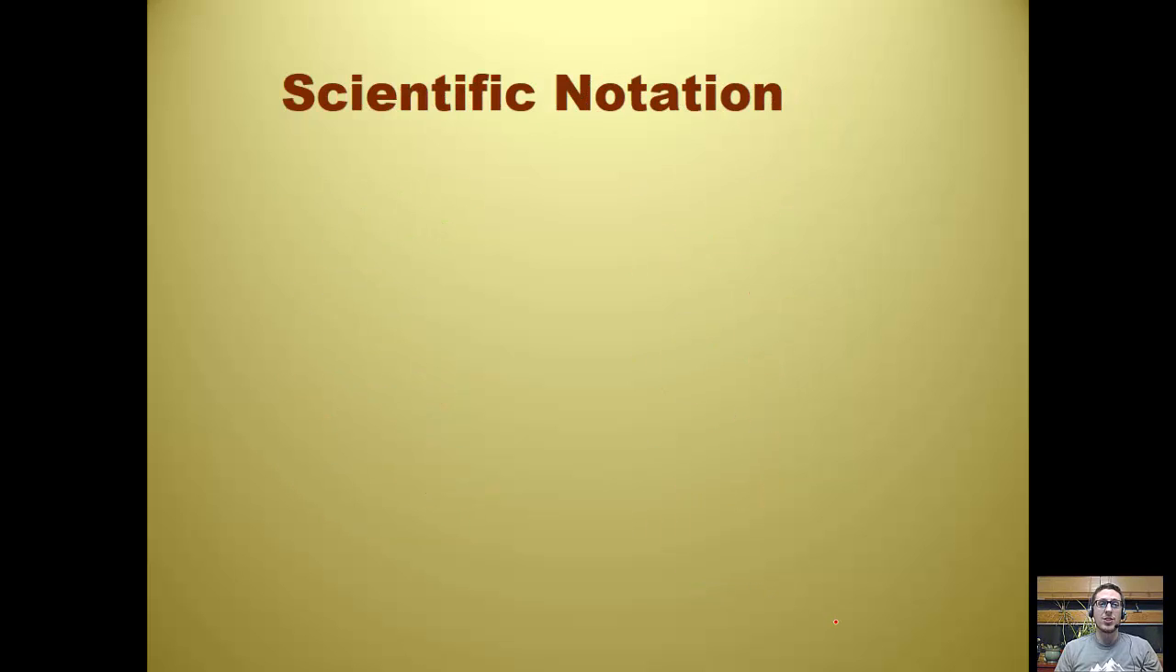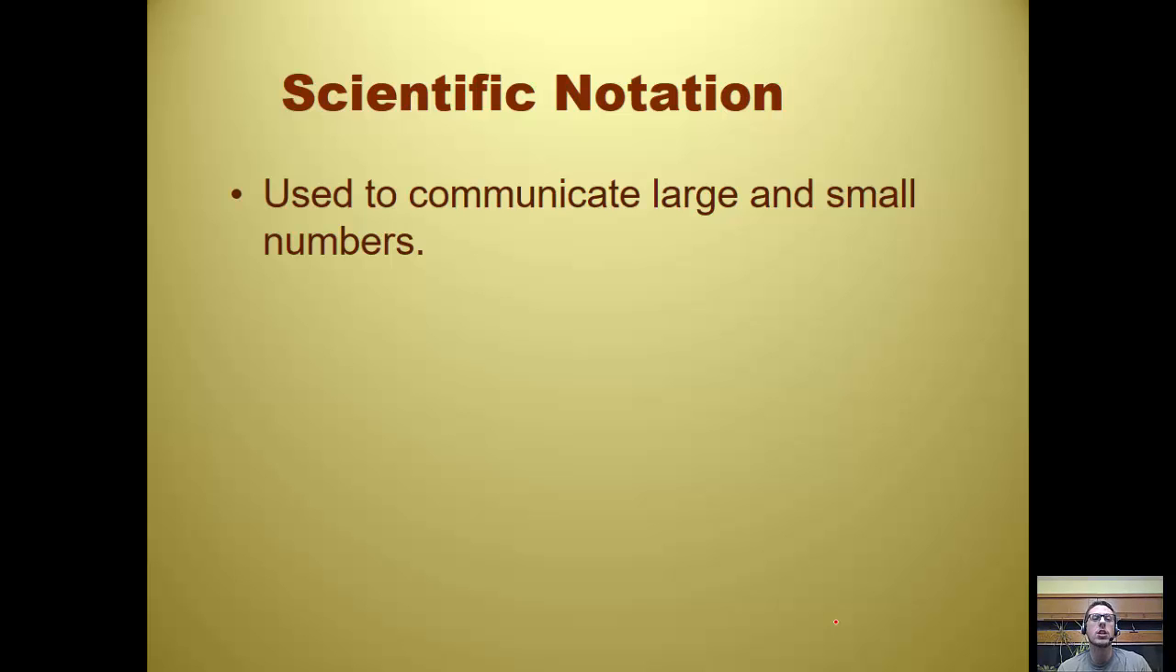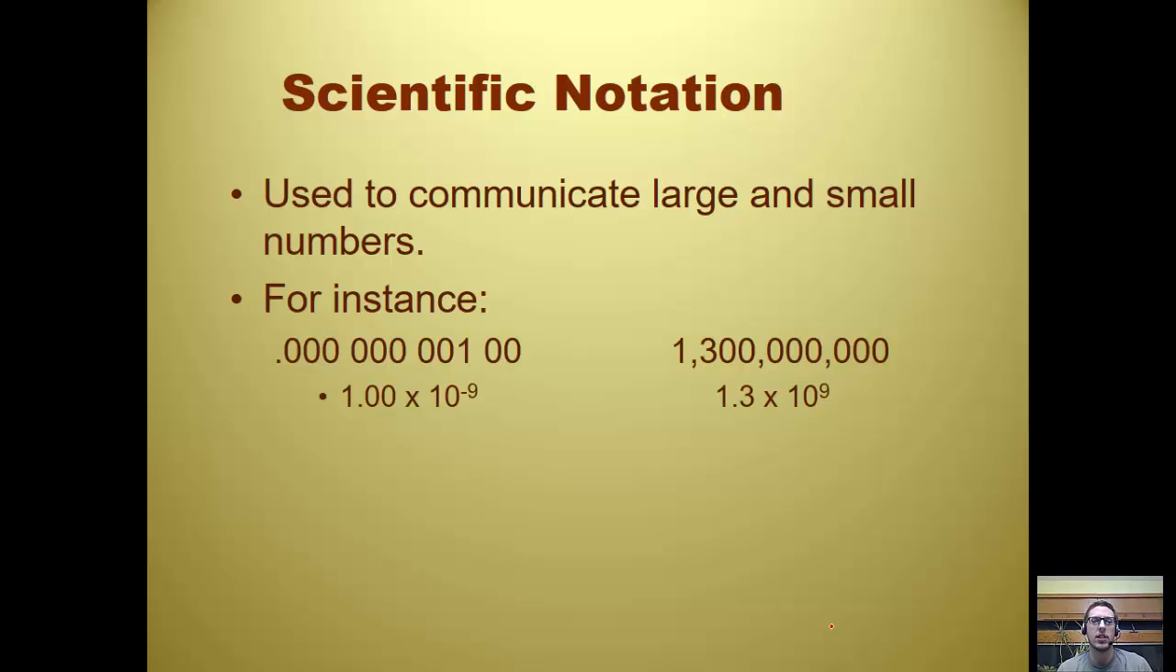Scientific notation. Again, it's got the word scientific in it. It's probably important for science. There's a hint. It actually is. It makes life easier. You'll see it's even easier to enter things in your calculator once you get them into scientific notation. But that's getting ahead of myself a little bit. Let's talk about scientific notation. It's used to communicate really big numbers, really small numbers, so you don't have to write out a bajillion zeros. For instance, this is a tiny little number here.